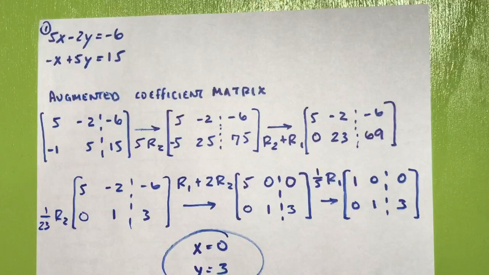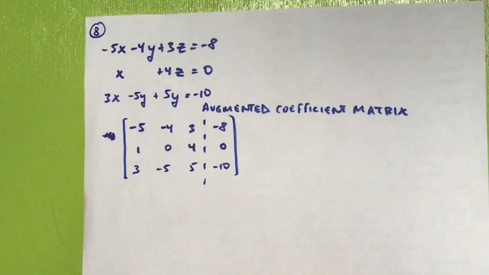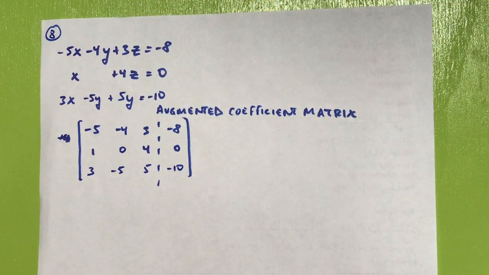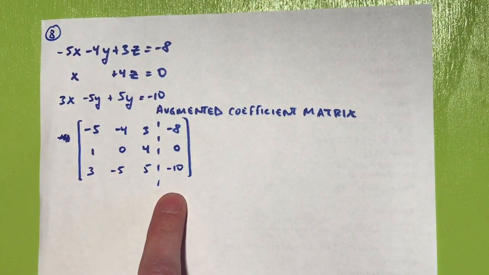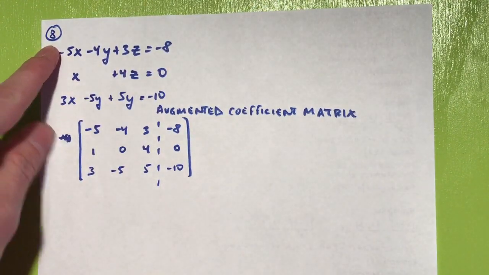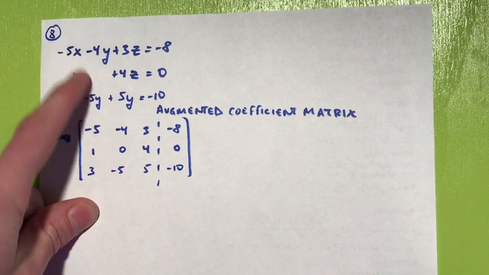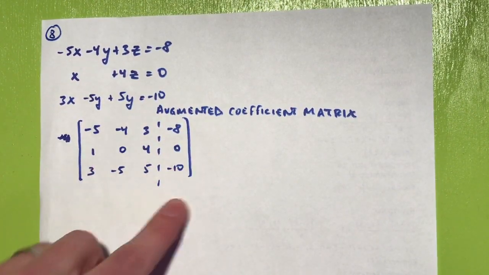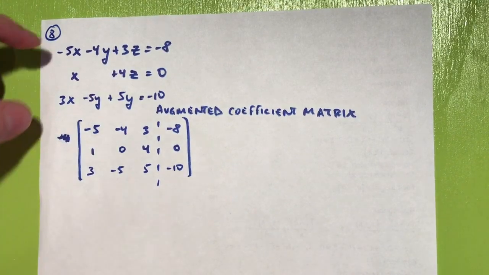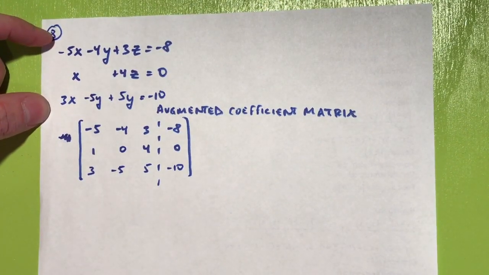I'm going to try a different one, something that's a little bit more complicated. Not that that was simple. I'm going to try one with 3 variables. I have here set up the augmented coefficient matrix that's given in exercise number 8. Ignore the directions on the worksheet. This would be our augmented coefficient matrix that comes from this system of equations.